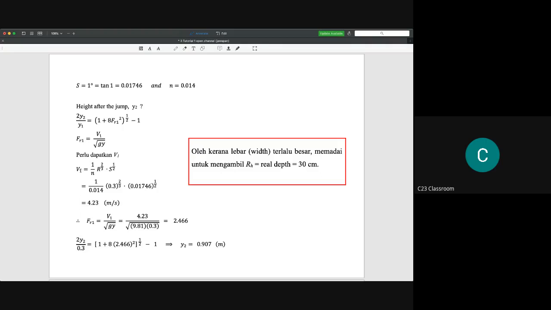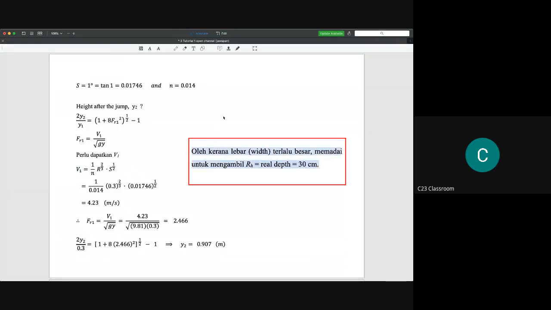To get the value of V1 here, we refer to the Manning equation like this, and we need to solve it. But the problem here is that R is actually the hydraulic radius. To calculate the hydraulic radius, we need to use the cross-sectional area over the wetted perimeter. The problem is if we don't know the width, we cannot calculate the hydraulic radius. But to simplify this question, we use this assumption.